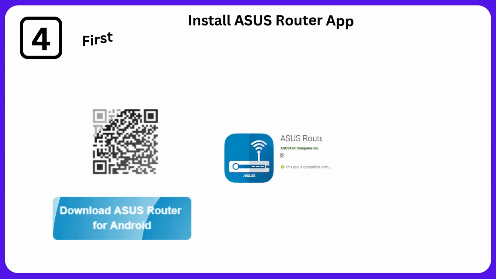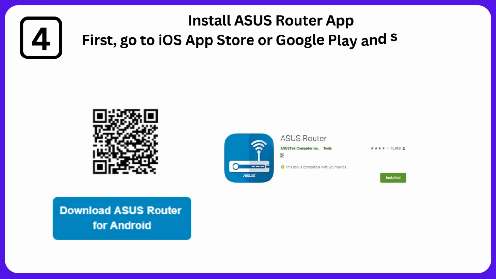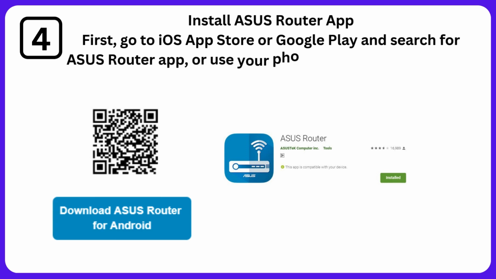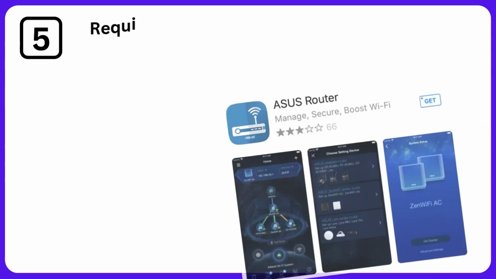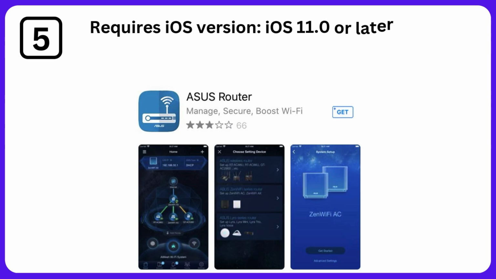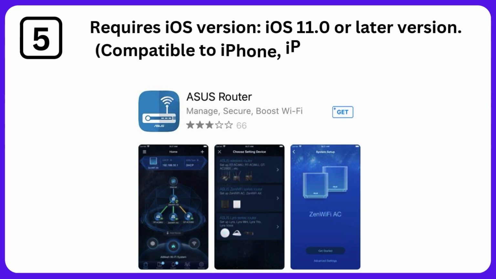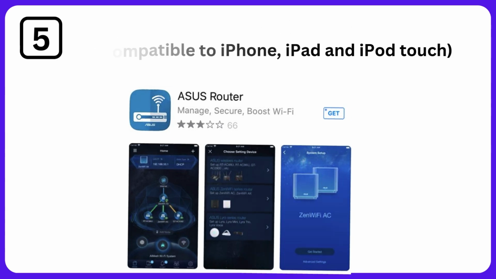Step 4. Install the Asus Router app first. Go to the iOS App Store or Google Play and search for the Asus Router app, or use your phone to scan the QR code to download the app. Step 5. Requires iOS 11.0 or later version, compatible with iPhone, iPad and iPod Touch.